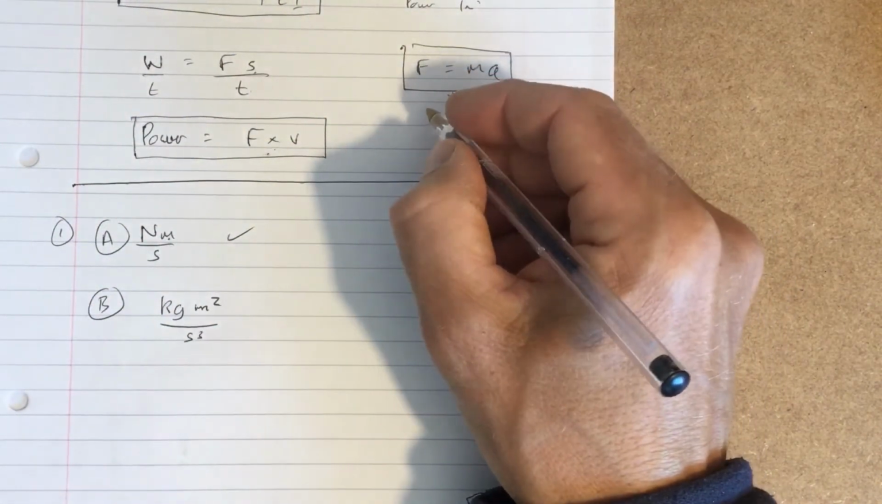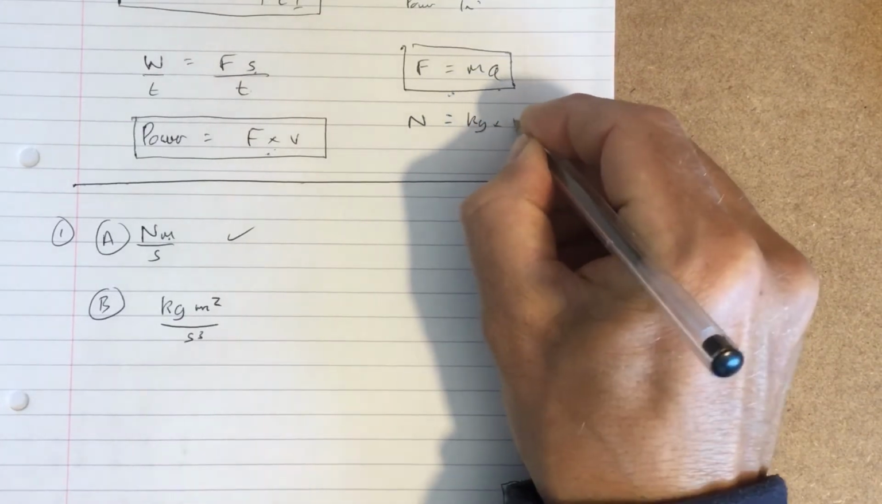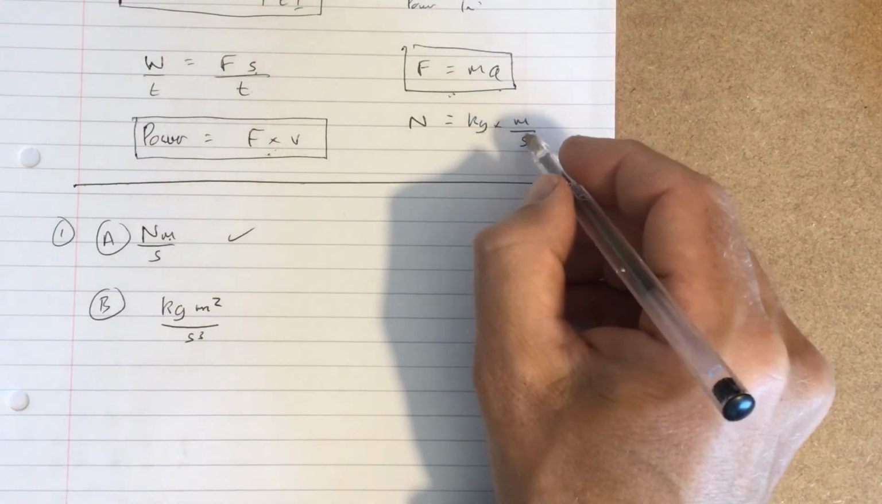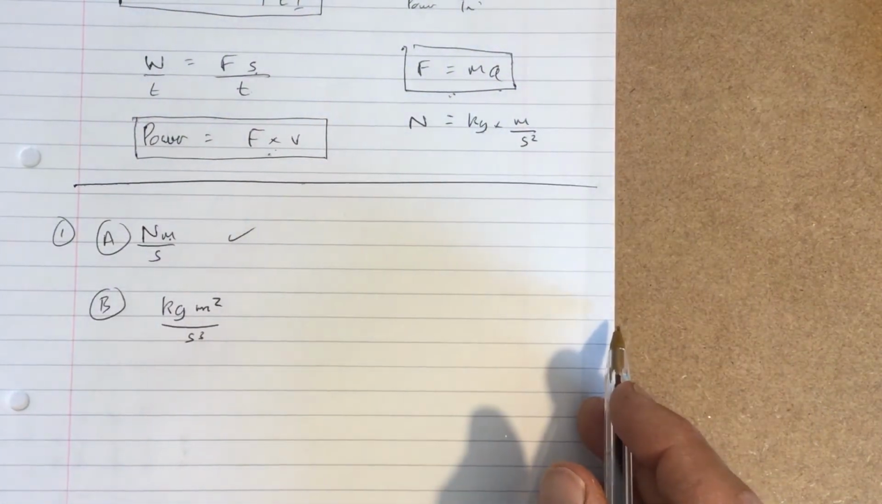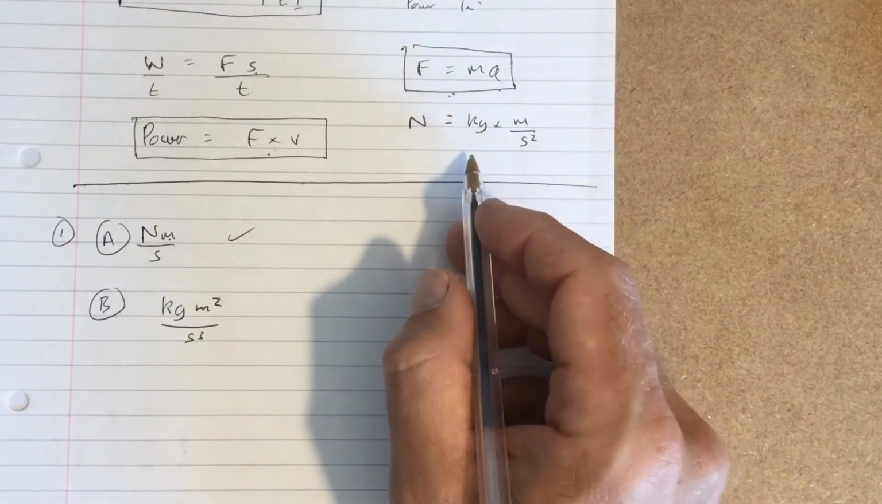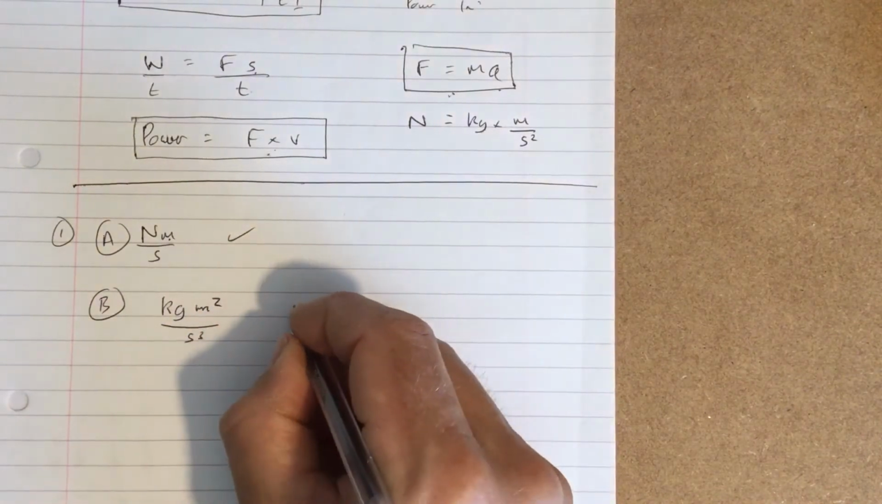If we look at the equation, that means newtons equals kilograms times meters per second squared. So we can rearrange that. We can rearrange newtons and units, just like an equation. So how are we going to do that? Let's have a look. F equals ma.